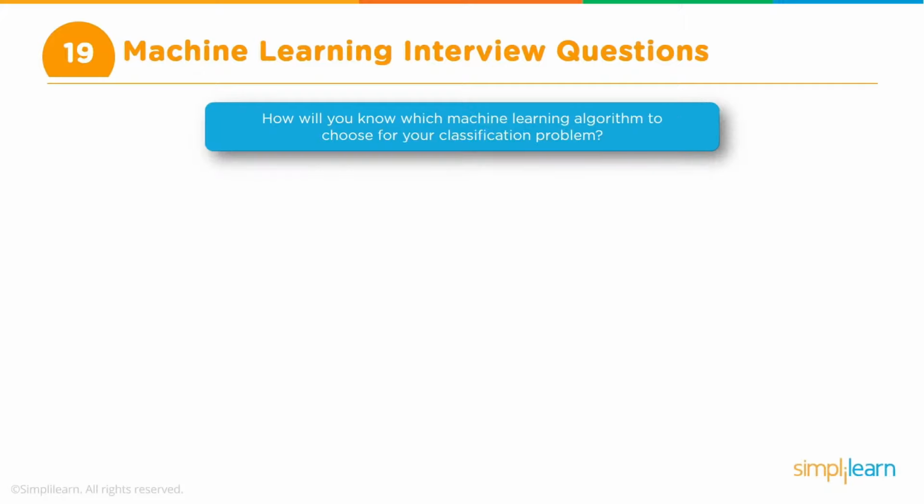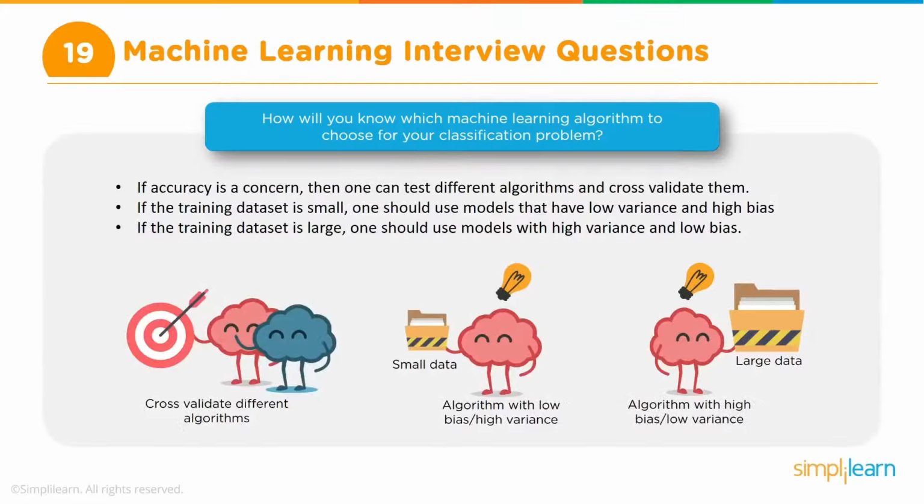Now, this is another question which is again somewhat similar, but here the size is not coming into the picture. The question is, how will you know which machine learning algorithm to choose for your classification problem? This is not only a classification problem, it could be a regression problem, so I would like to generalize this question. If somebody asks you how will you know which algorithm to use, the simple answer is there is no way you can decide exactly, saying this is the algorithm I'm going to use. In a variety of situations, there are some guidelines.